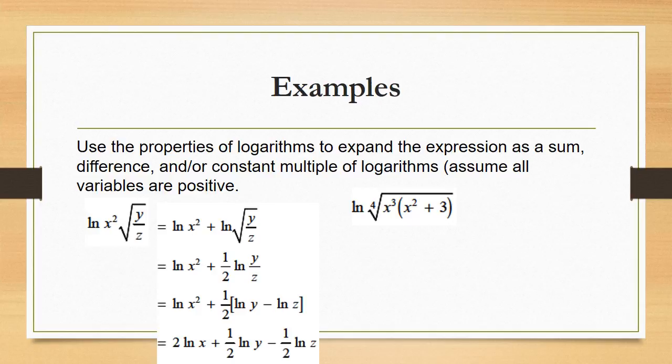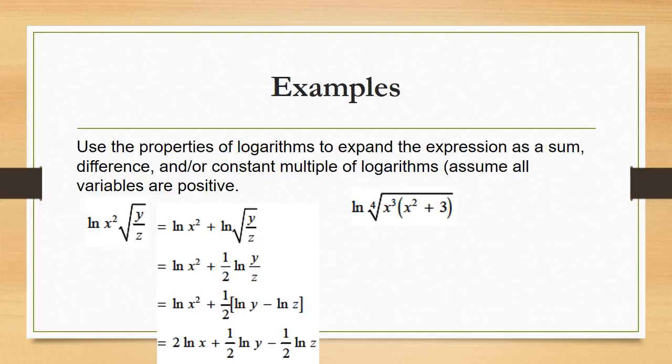Okay, so one step at a time, split up the multiplication. So that gives us natural log of x squared plus the natural log of the square root of y over z. Square root is a 1/2 power. That comes down front. So now we have the natural log of x squared plus 1/2 the natural log of y over z. We can split up the y over z through subtraction. So natural log of x squared plus 1/2 natural log of y minus natural log of z. And then finally, the 2 from the x squared comes down front, and they went ahead and distributed the 1/2.